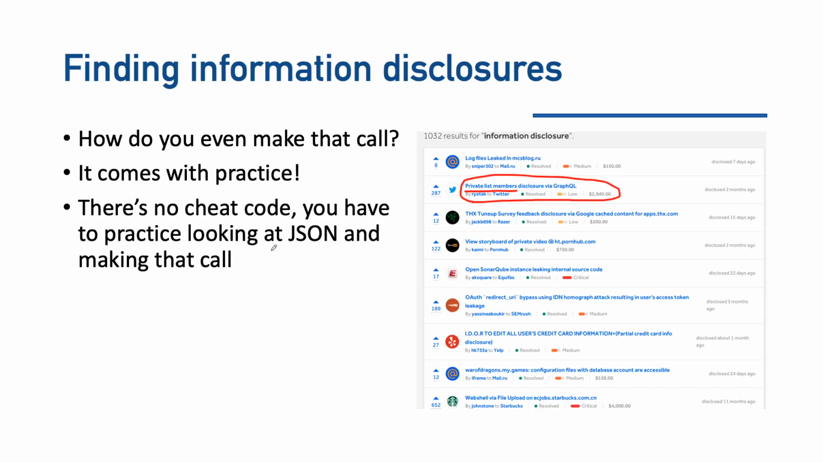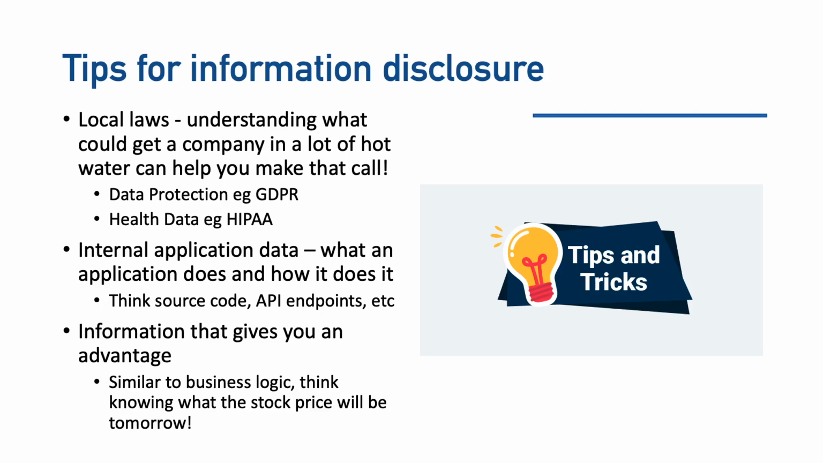But other things to note here is that there are several more obvious ones. View a storyboard of a private video here. Being able to view a private video when it's not public via, say, an API, that might be information disclosure. Some of these are more configuration files, but yeah. So let's talk about some tips for information disclosure.